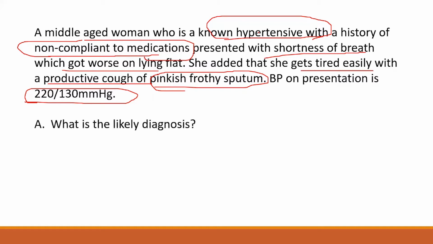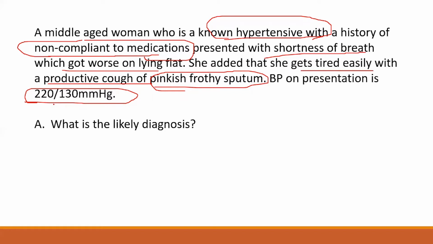What is the likely diagnosis? Over here, you can look at acute left ventricular failure, secondary to severe uncontrolled hypertension. I repeat, acute left ventricular failure, secondary to severe uncontrolled hypertension. Because now look at the presenting BP, 230/130. This is extremely high.